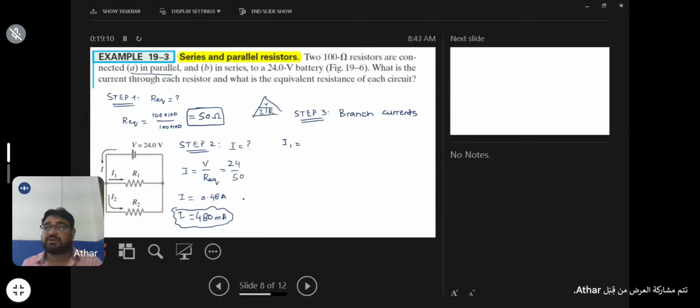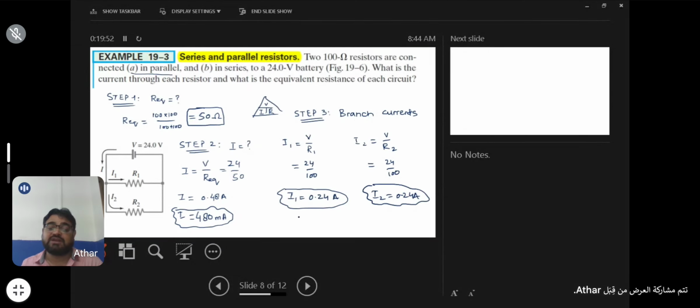I1 is equal to how much? Use Ohm's law here. I1 is equal to V over R1. Why? Because in parallel the voltage remains the same, and I2 is equal to V over R2, and V is how much? 24 over 100 and 24 over 100. I told you earlier, if these resistances are the same, the current will be divided equally. So I1 and I2 are equally divided: 240 milliampere and 240 milliampere.